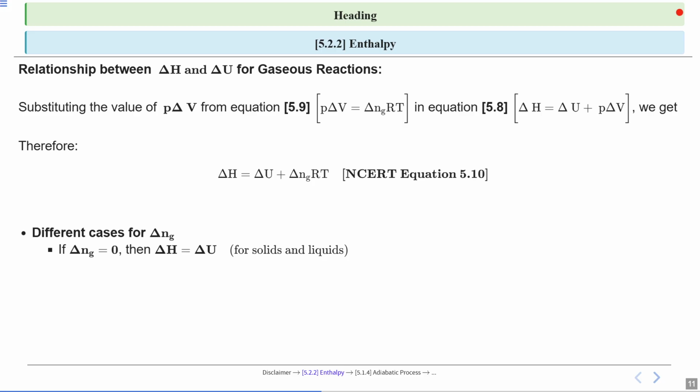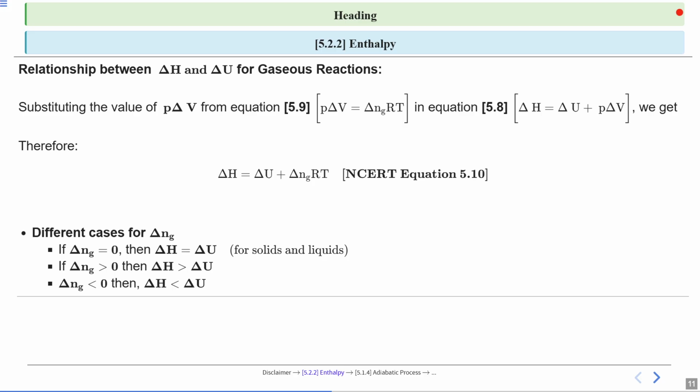What is the second case? That we have a positive value of delta Ng. So in that case, your delta H will be greater. When will we get the positive value of delta Ng? When the number of gaseous molecules on the product side is greater. The third case is when your change in number of gaseous molecules is less than 0. And in that case, you have a greater number of gaseous molecules on the reactant side, and delta U will be greater than delta H in that case. So I hope you got the three situations, and it's very, very important to consider all of these three. You will notice them here and there.